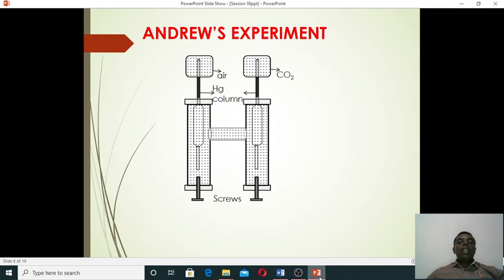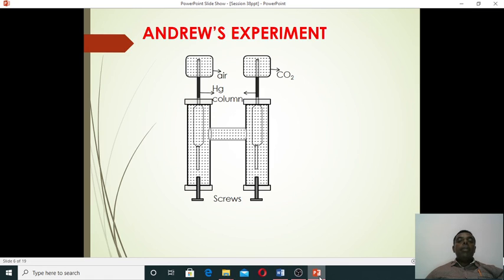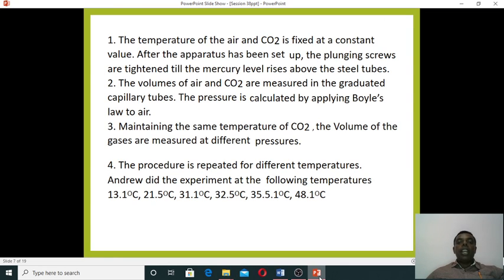Now, in the Andrews experiment, an H-shaped tube was taken with two tubes. One is filled with air and the other is filled with carbon dioxide, and mercury has been inserted, and plunger screws are placed. Air and carbon dioxide are maintained at the same constant temperature, as shown in the diagram.